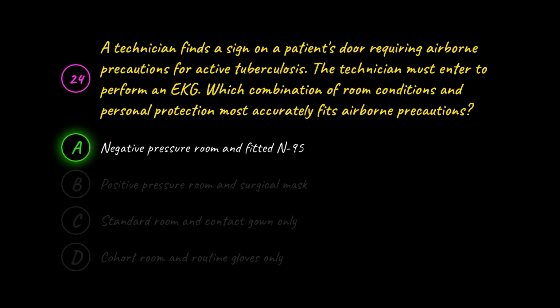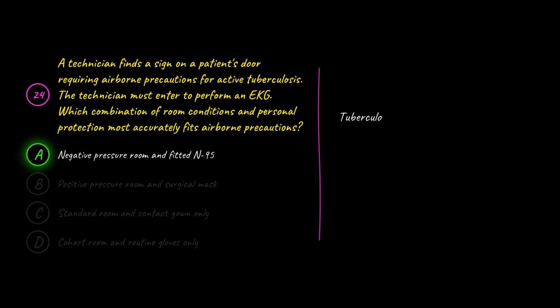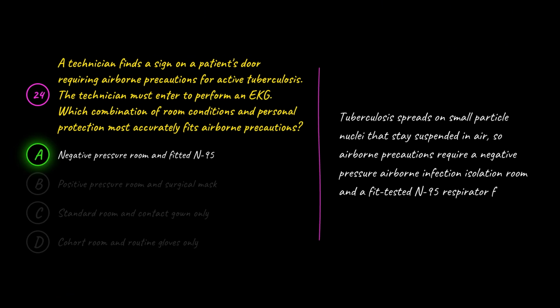The correct answer is A. Negative pressure room and fitted N95. A is correct because tuberculosis spreads on small particle nuclei that stay suspended in air. So airborne precautions require a negative pressure airborne infection isolation room and a fit tested N95 respirator for every person who enters. Both conditions together protect against inhalation.